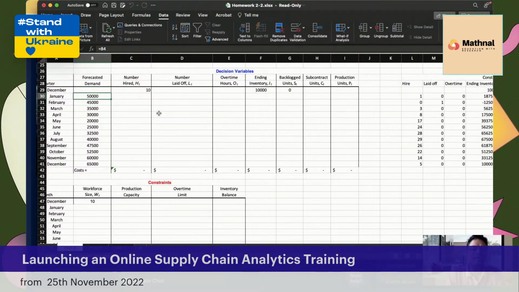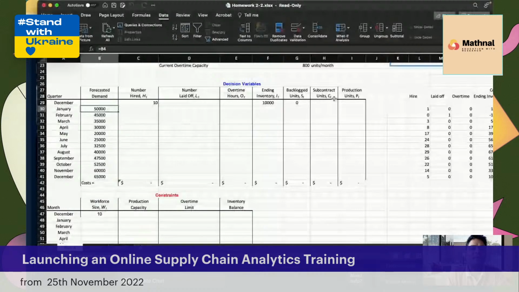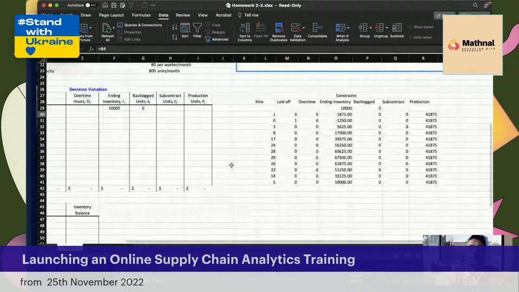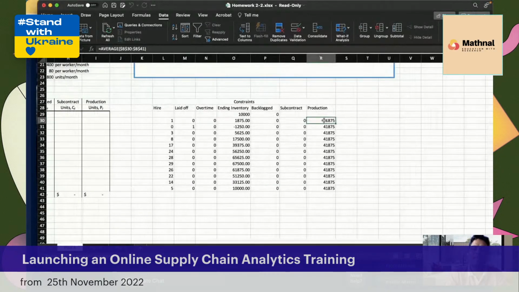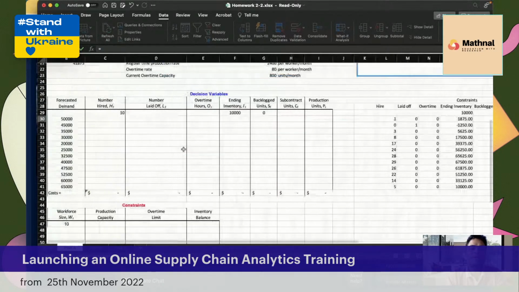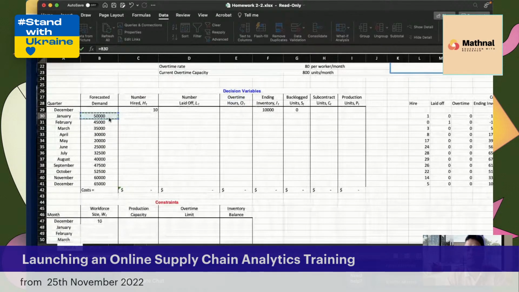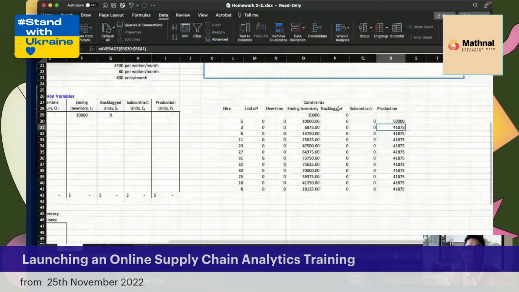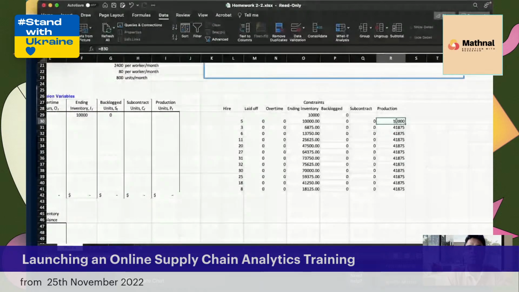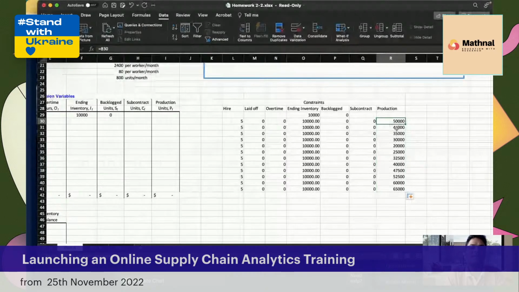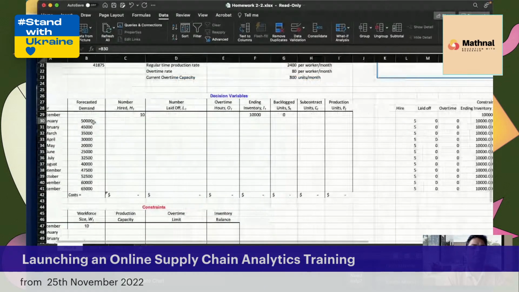So if I say my chase strategy is to create production equivalent to my forecast, I'm going to define it here: my production will be equal to forecast. That is the strategy. This is what I am defining over here. So the first cell is B30. B30 is what? This is the one, January demand.